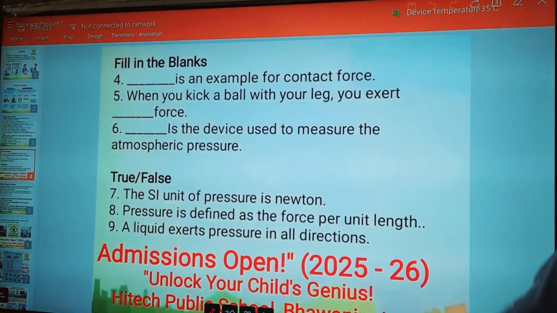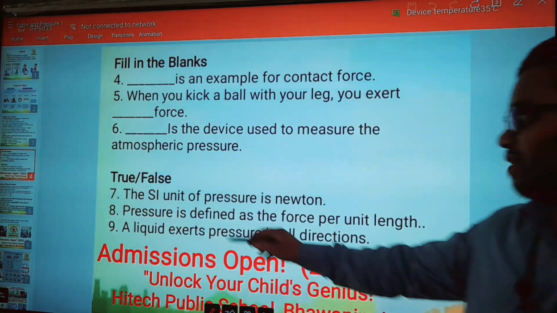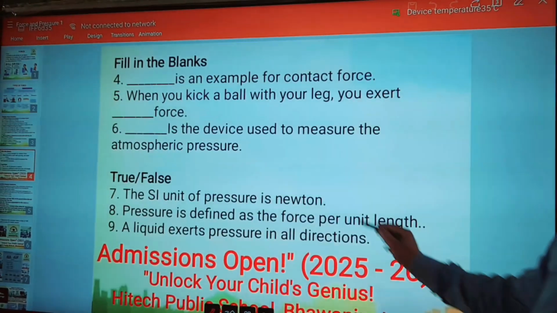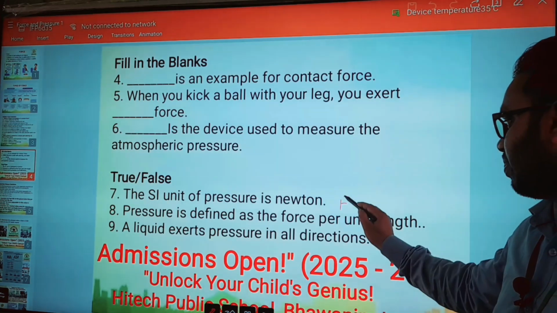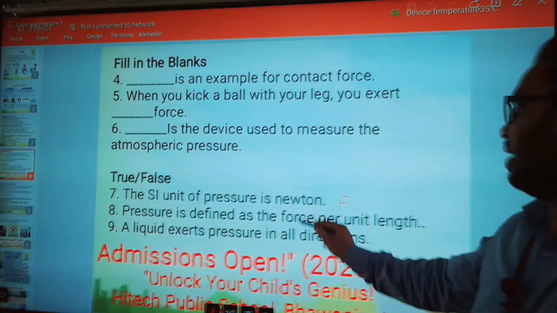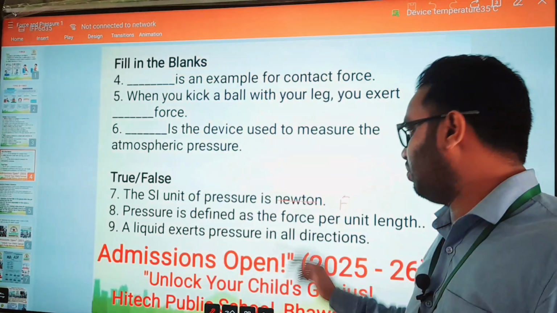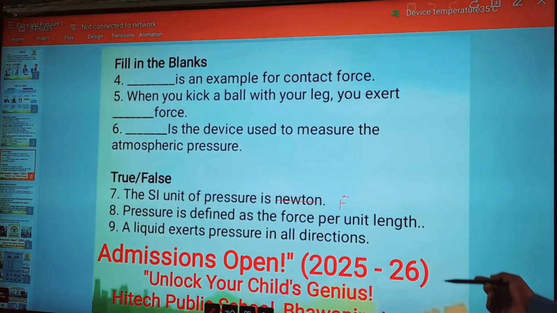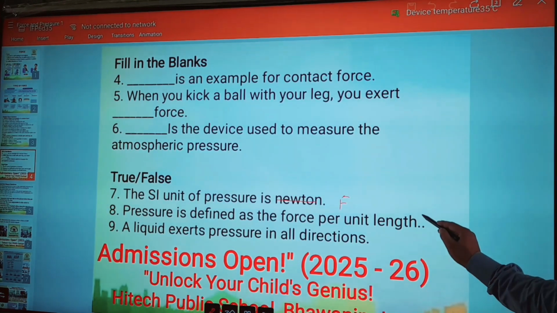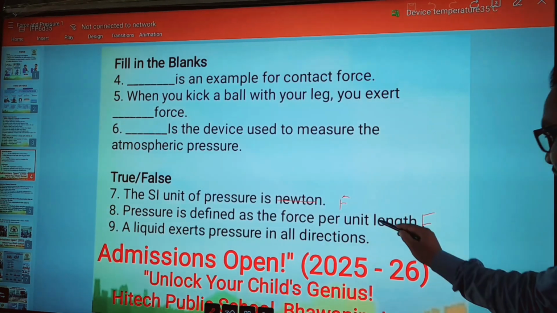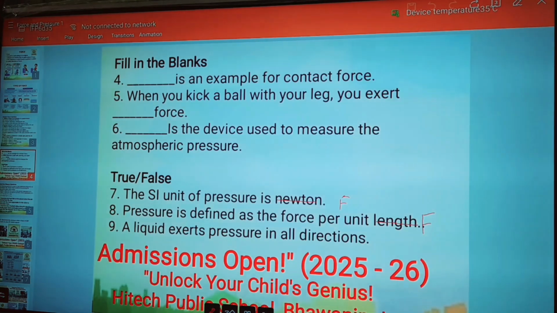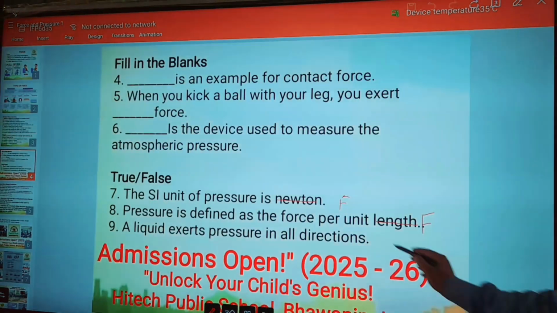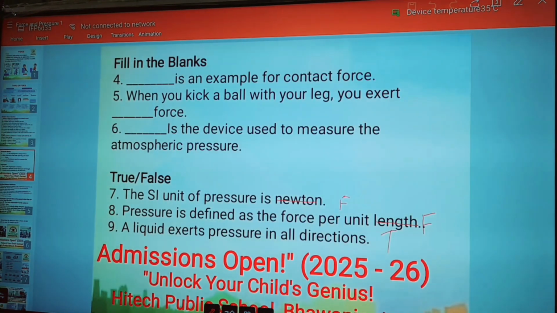Then true or false. First one: the SI unit of pressure is Newton. Is it true or false? False. Why is it false? Very good. Here this will be Pascal, not Newton. Then pressure is defined as the force per unit length. No, so this is also false. This will be unit area. Very good. A liquid exerts pressure in all directions. True. Well done.